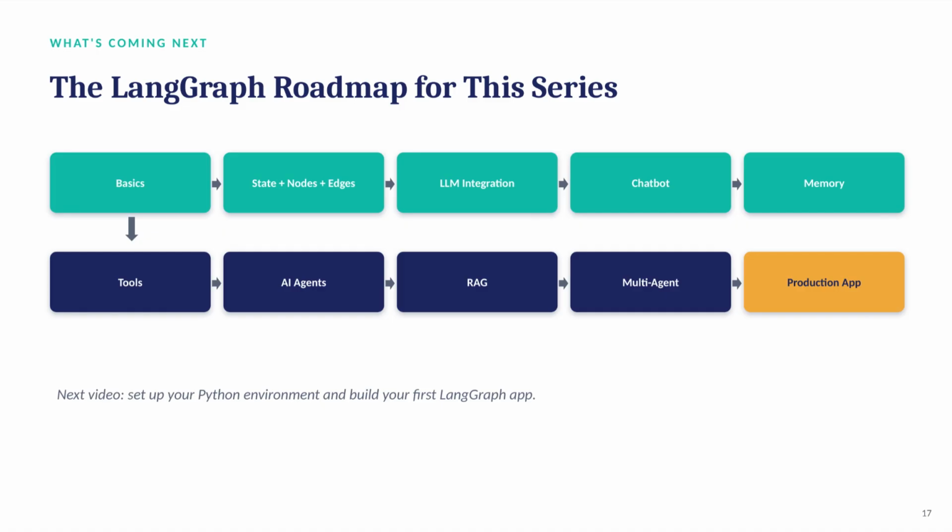In the videos ahead, we're going to build all of this step by step. We'll start with the basic LangGraph architecture, then cover state, nodes, and edges. From there, we'll connect LangGraph to an LLM and build a chatbot, add memory, and learn tool calling. Then we'll build full AI agents, covering conditional routing, loops, human-in-the-loop workflows, streaming, RAG, and multi-agent systems. And eventually, we'll bring it all together into a complete, real-world AI application.